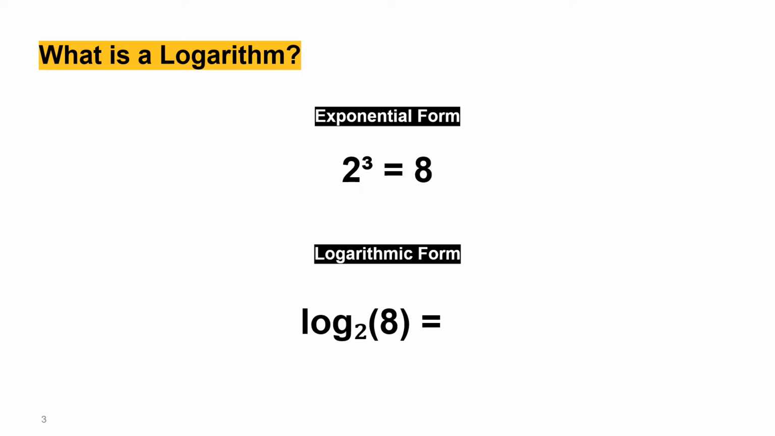With logarithms, instead of thinking 2 to the third power equals what, we think 2 to the what power makes 8. This form is called logarithmic form, where the result isn't the total, but rather the exponent.